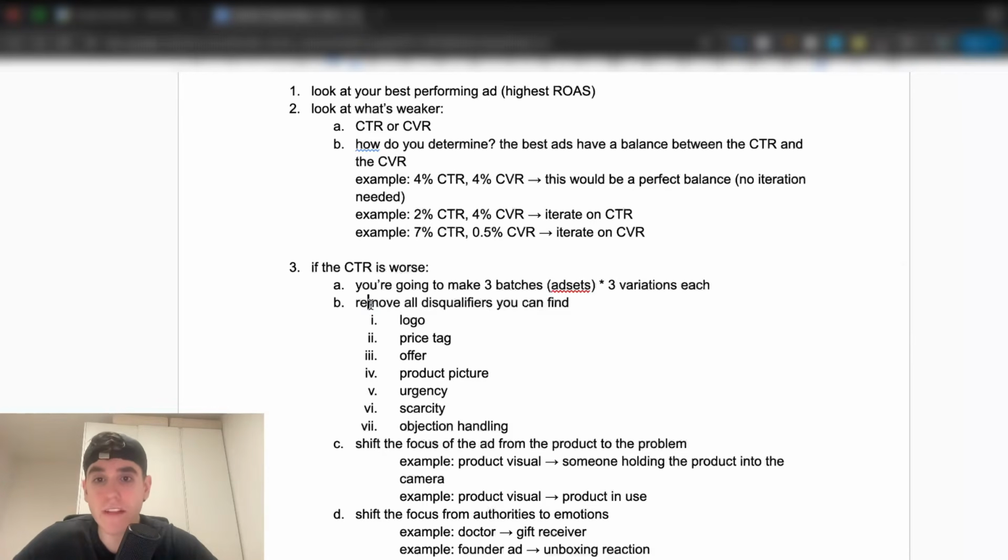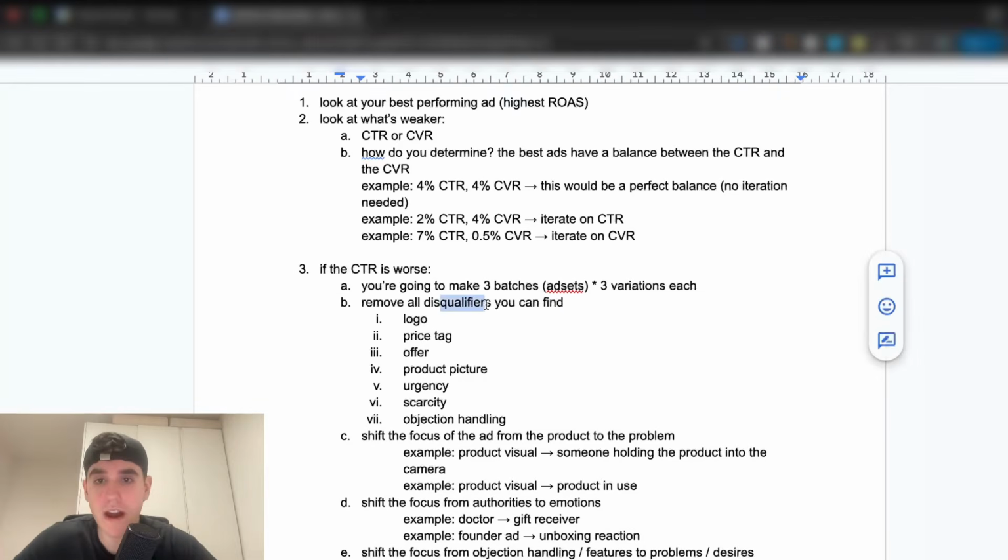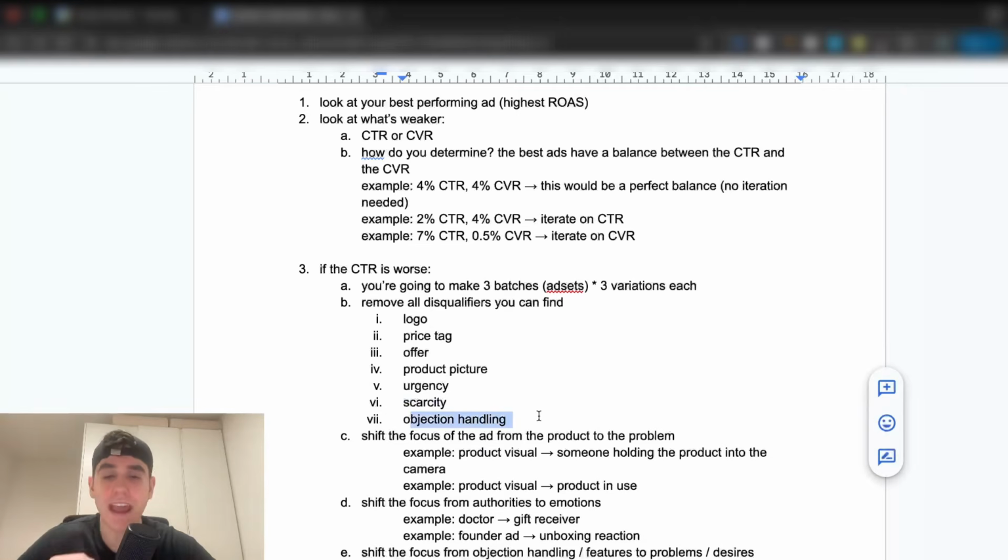Then what you're going to do is you're going to remove all the so-called disqualifiers that you can find. So your logos, you're going to get rid of them. Any price tags or price reveals, get rid of them. Any offer reveals, get rid of them. Any product pictures, get rid of them. Urgency, scarcity, objection handling, anything you could imagine that could basically lead to people clicking off and not clicking on the website, you're going to just get rid of those things.